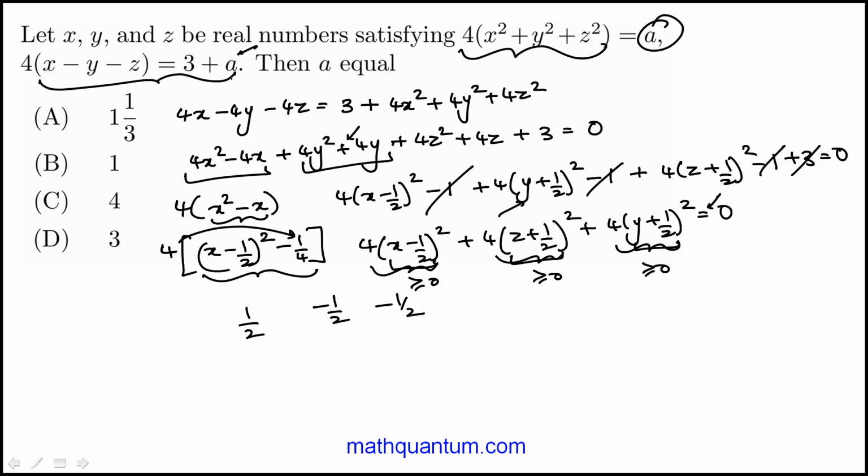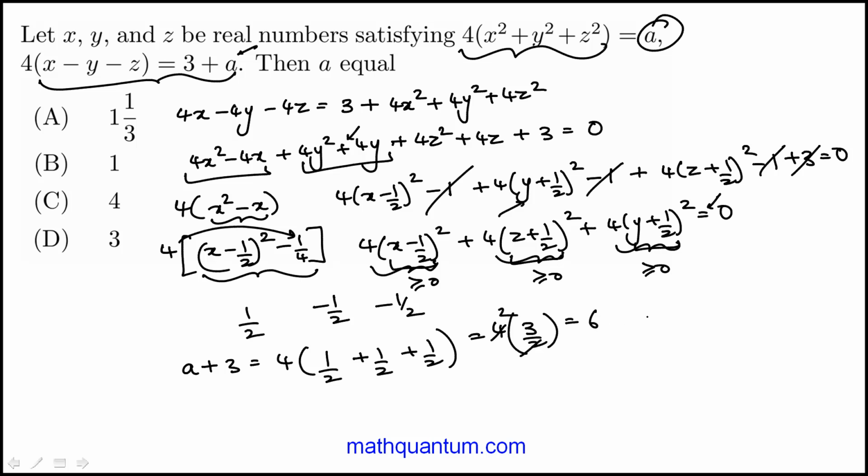And with that, we can figure out what a is. A plus 3. All I'm doing is substituting x, half minus minus half, so that would be plus half, and then plus half. So that becomes 6, so that means a is 6 minus 3 is 3.